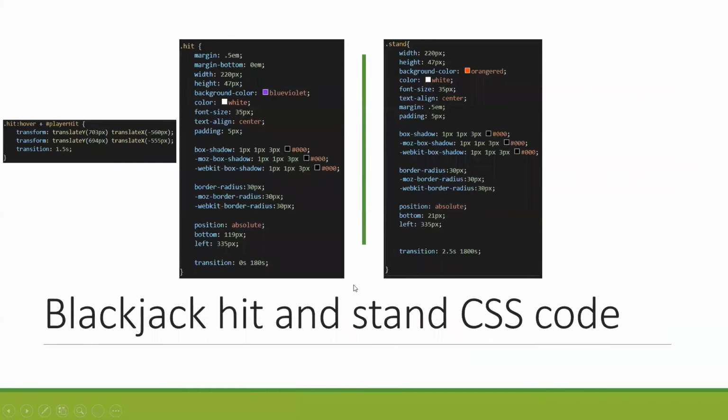And this is the CSS code for both the hit and the stand buttons, from the background colors to margins and alignments and such. And on the very left here is where the transformations are when you do the dot hit.